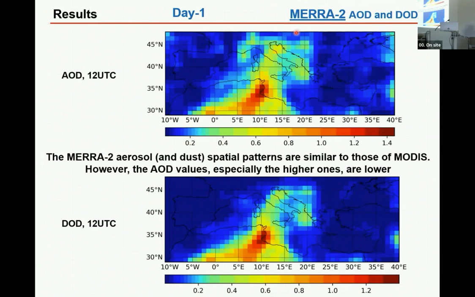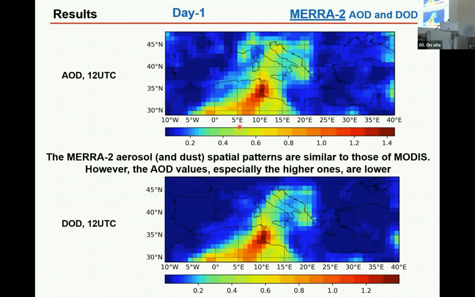Here we present the AOD and DOD geographical distributions for the same day, but this time using MERRA-2 reanalysis data. As we can see, the patterns are quite similar to those taken from MODIS measurements. However, here we don't have white shaded areas because we don't have missing values.